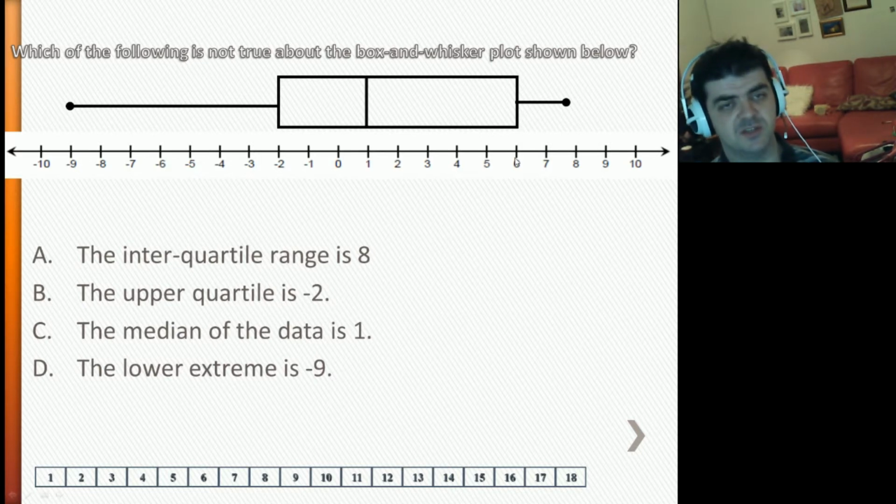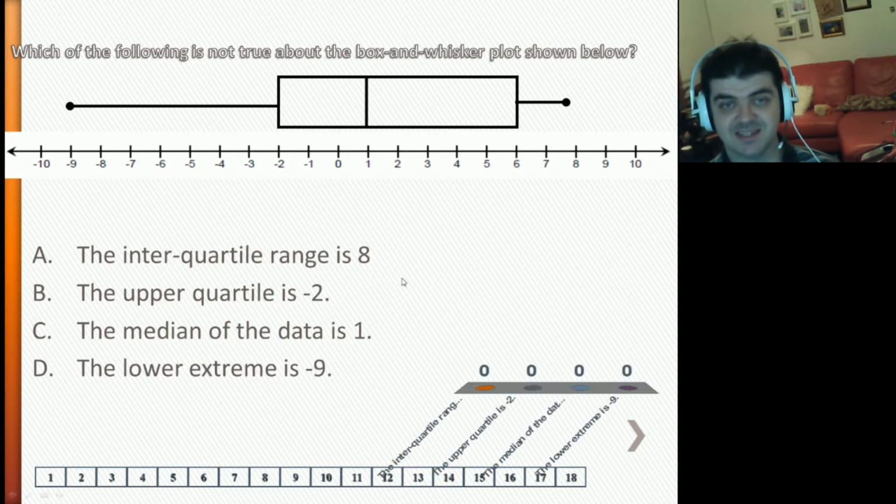Let's check the other ones just to make sure. The median of the data is 1. Well, that's the line for the median there, it's at 1. And the lower extreme is -9, which is correct. So the upper quartile is not -2, it is 6. And if you got that, give yourself a pat on the back.